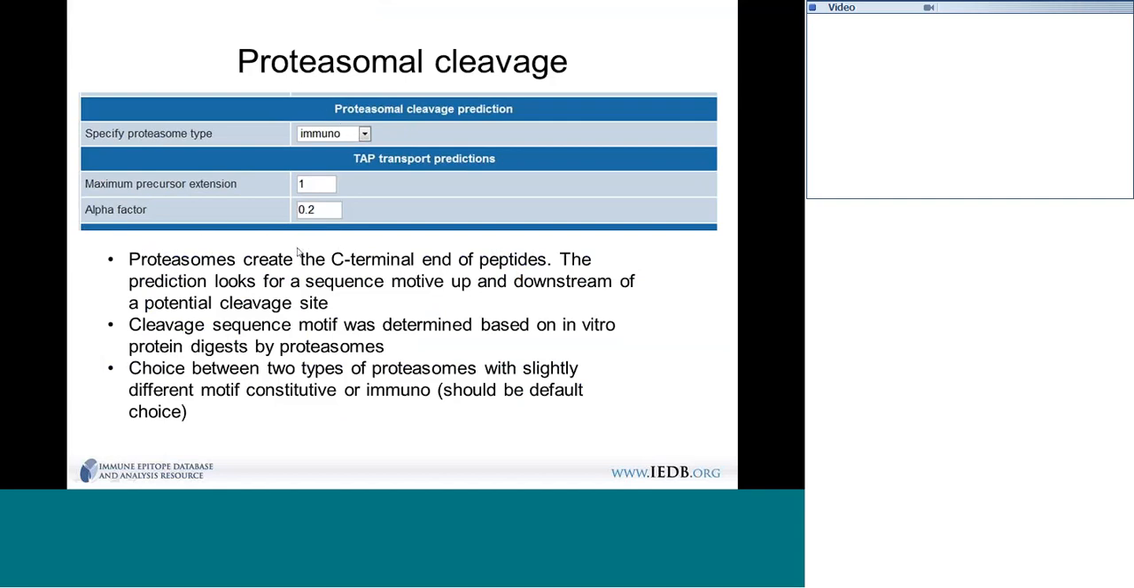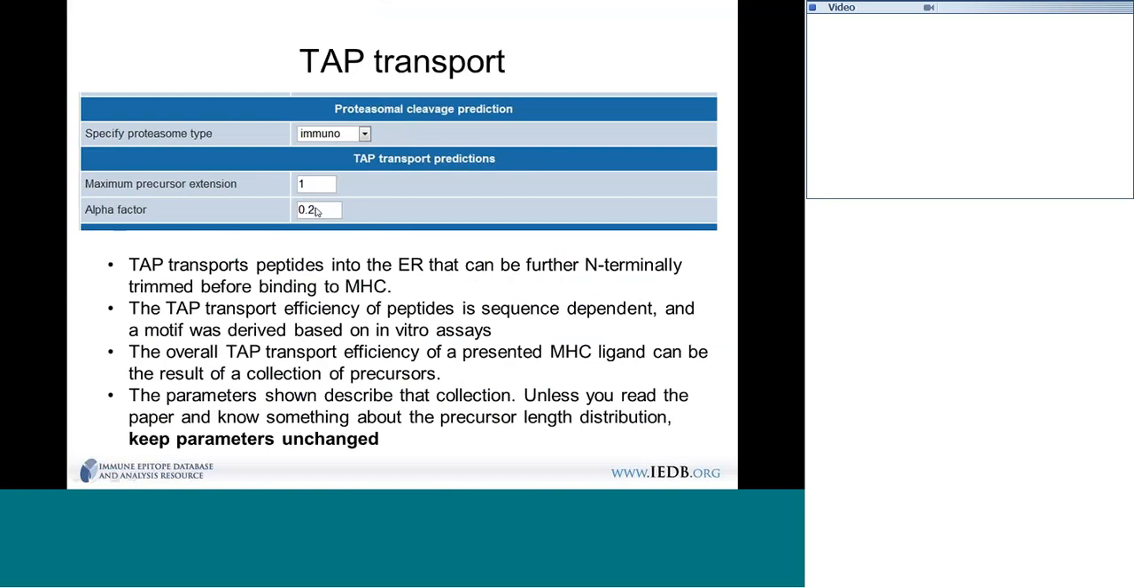The proteasome is responsible for creating the C-terminal end of most of the peptides that end up being presented. Essentially, what this tool does is look for a sequence motif that is compatible with such cleavages at the C-terminus of the peptide. That's the proteasome. Then for TAP, that's the lower part here.